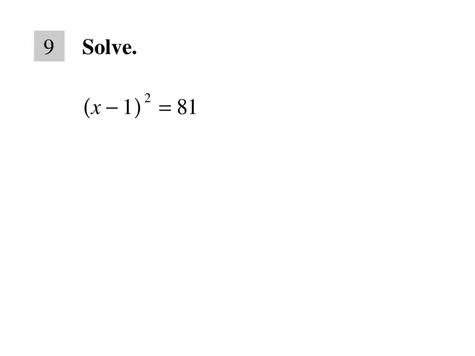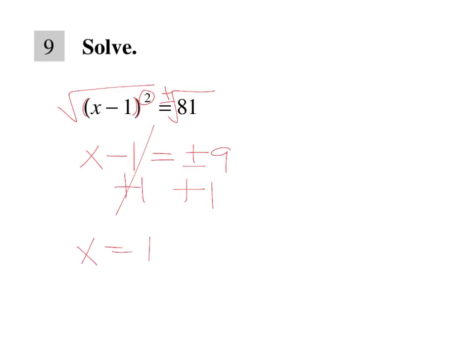All right, here we have a square surrounding this whole expression. All right, so to get rid of it, take the square root of both sides. Don't forget to include the positive and the negative. So I have x minus 1 equals positive and negative 9. And then I'm going to add over the 1. So I end up with x is equal to 1 plus minus 9. Let's work out the two scenarios.